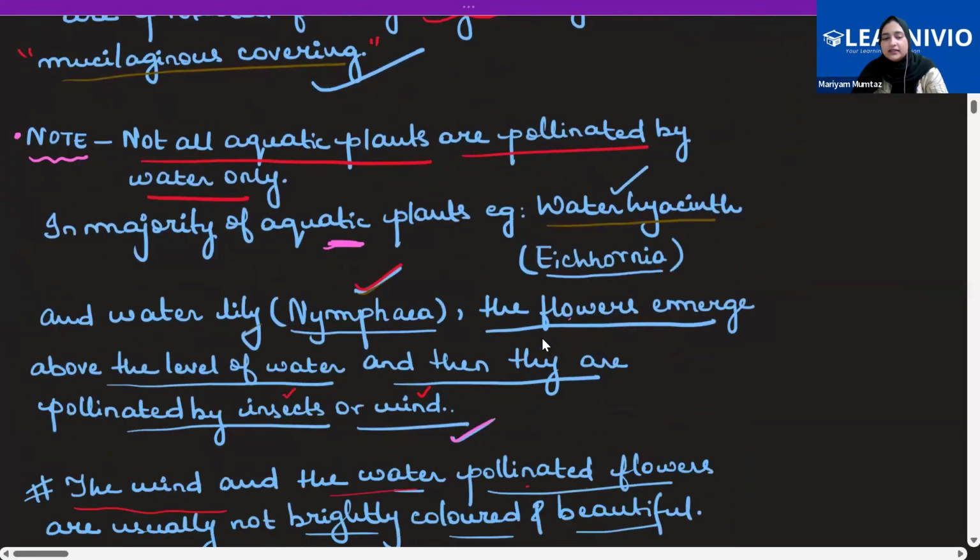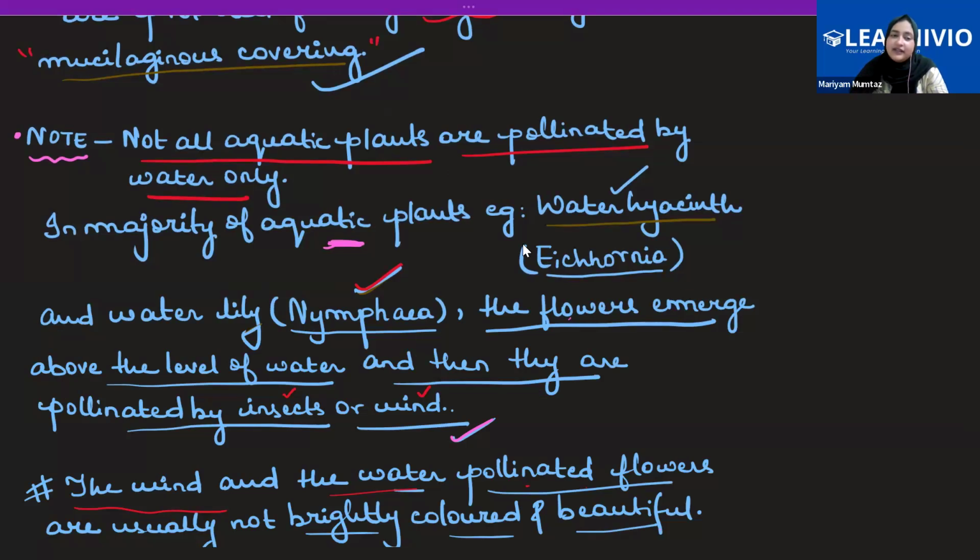Now always remember that the majority of the aquatic plants are not pollinated by water only. It doesn't mean that if they live in water, they'll be pollinated by water. No. Majority of the aquatic plants, such as water hyacinth and water lily, emerge at the level of water and then they are pollinated by the wind or by insects.